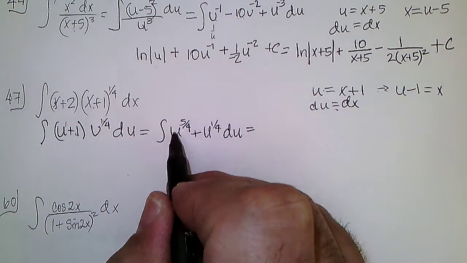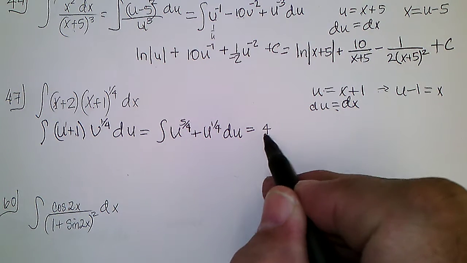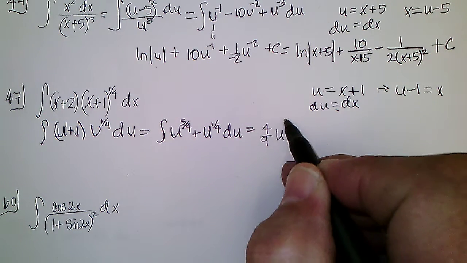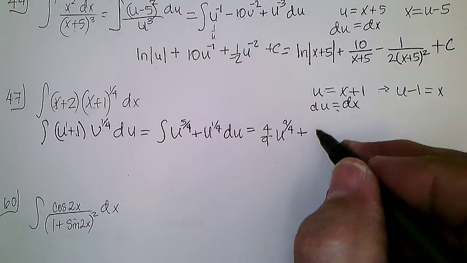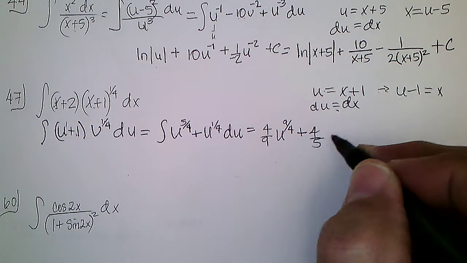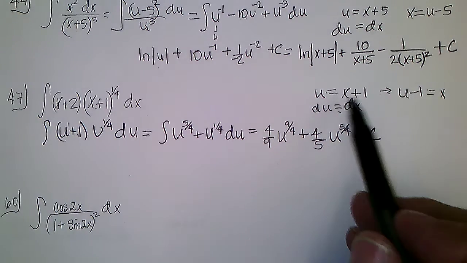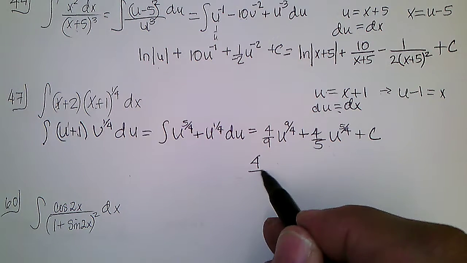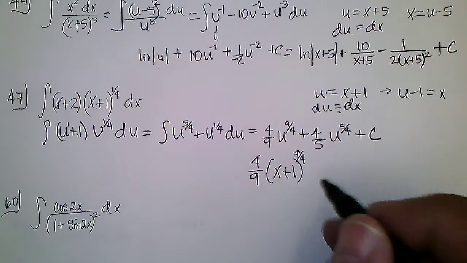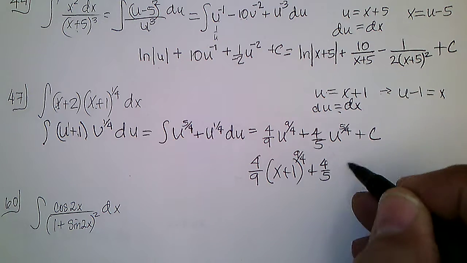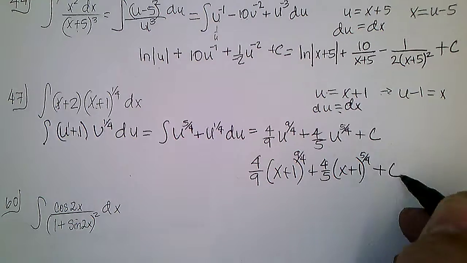which is equal to 1 more than 5/4 is 9/4, so it's going to be 4/9 u to the 9/4 plus 1 more than 1/4 is 5/4, so 4/5 u to the 5/4 plus c, and then we'll put back in the x plus 1, so it's 4/9 x plus 1 to the 9/4 plus 4/5 x plus 1 to the 5/4 plus c.